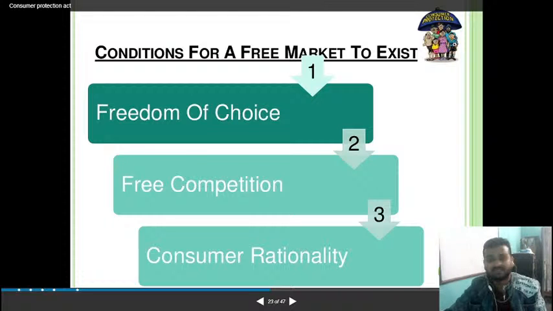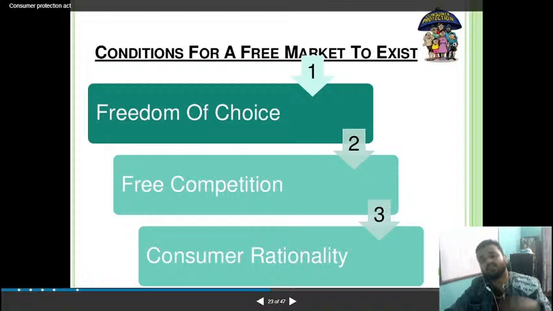Free market means that there should be freedom of choice. What do you mean by freedom of choice? Again I'm saying, if you want to buy a cell phone or a laptop or any product or any service, what will you look for? You look for different options available in the market, and you'll go for the best available option. This is the meaning of freedom of choice. The customers should always have a choice in the market, no matter if they are buying a product or a service.